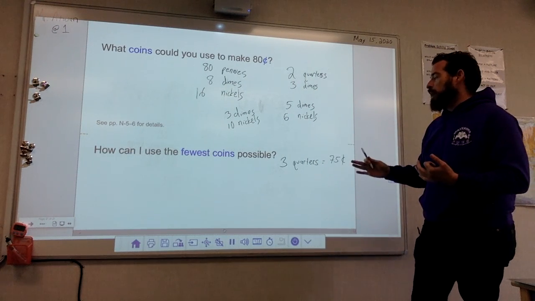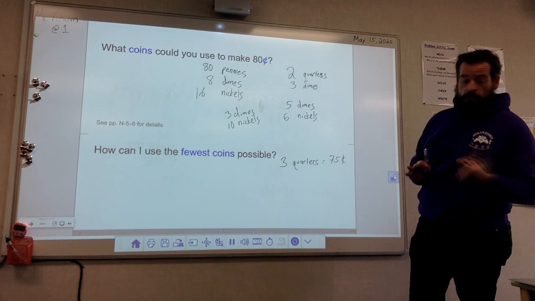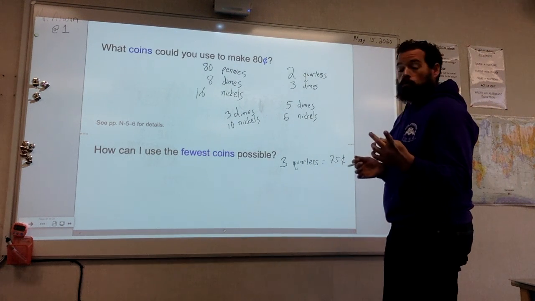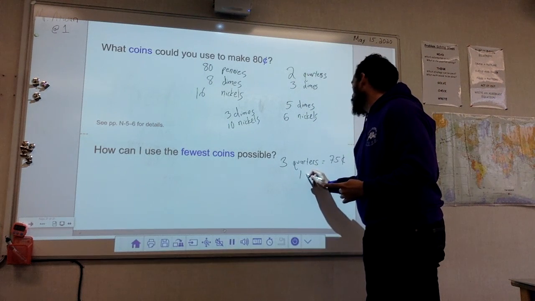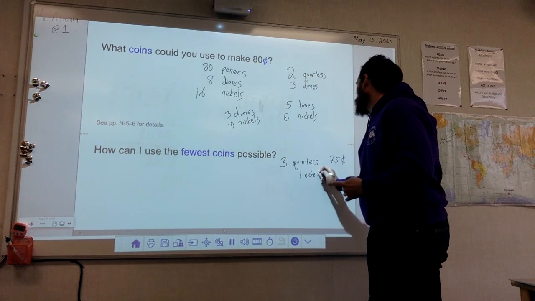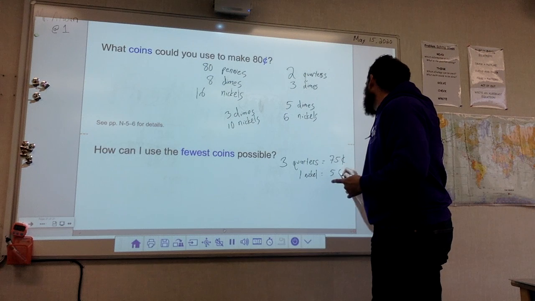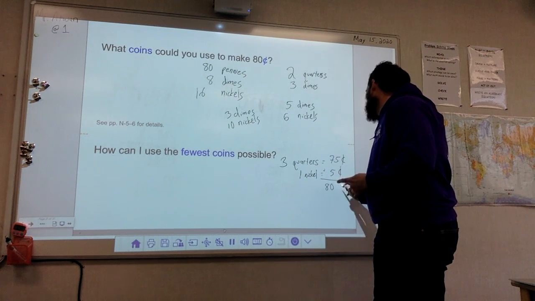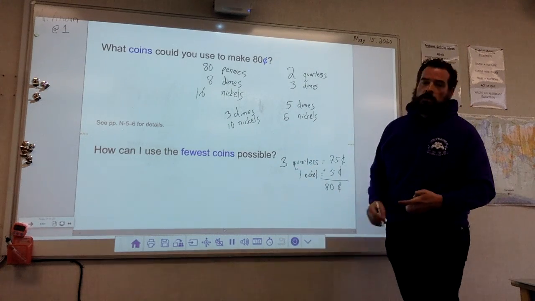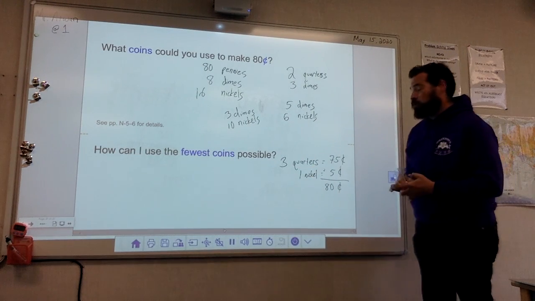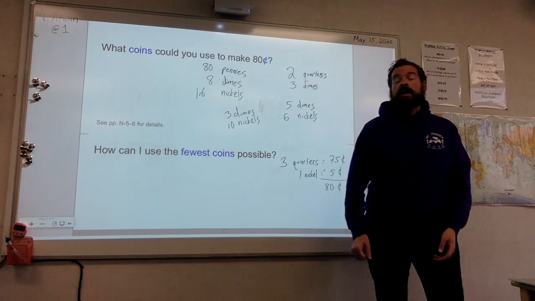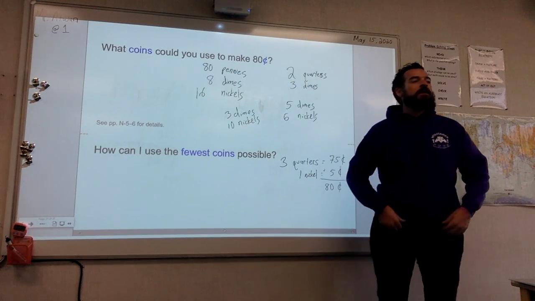Now you could say 5 pennies, but since we have a nickel, which is valued at 5 cents, we can just use one more nickel, which equals 5 cents. And if you add those together, you get 80 cents. So that would be the fewest amount of coins you could use to make 80 cents, 3 quarters and 1 nickel. And that is actually all that I have for you today.